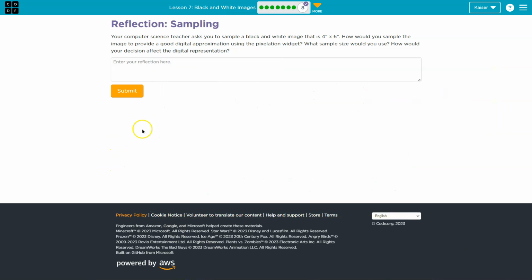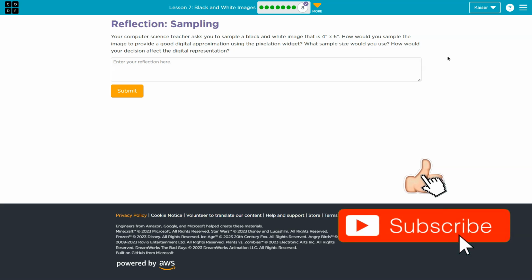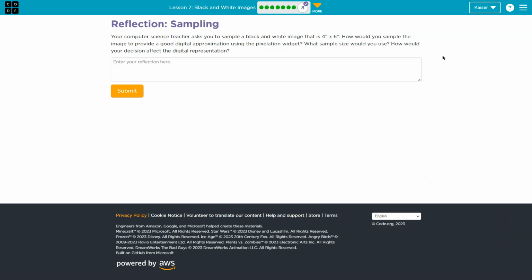Reflection sampling. Your computer science teacher, hey, that's me, asks you to sample a black and white image that is 4 by 6 inches. How would you sample the image to provide a good digital approximation using the pixelation widget? What sample size would you choose? How would your decision affect the digital representation? So there's a few things I want to break down.